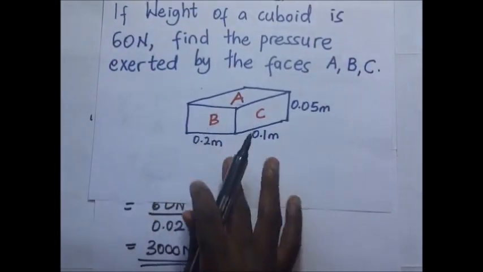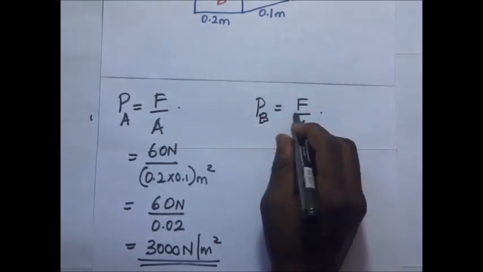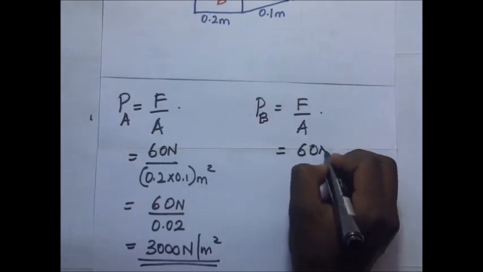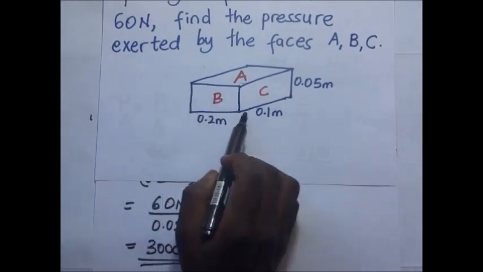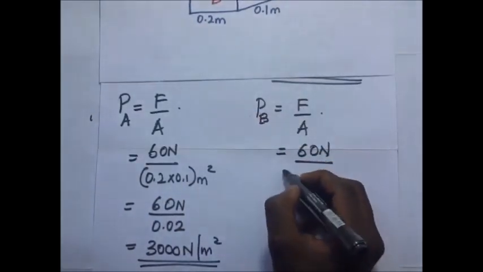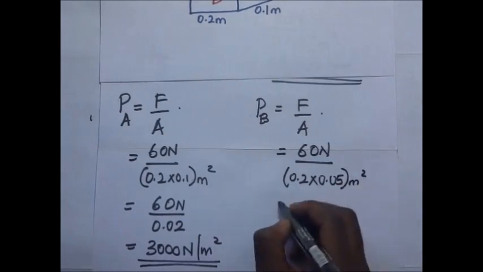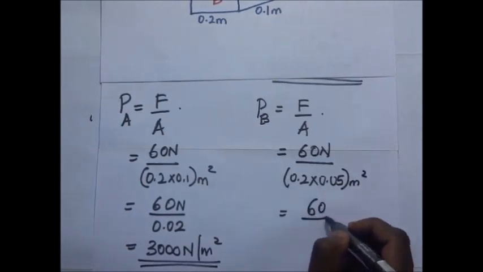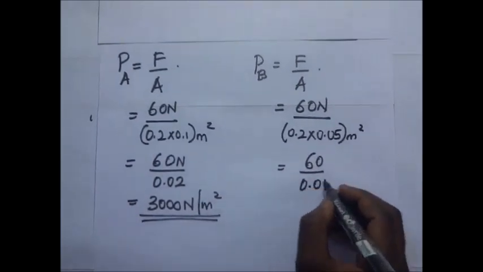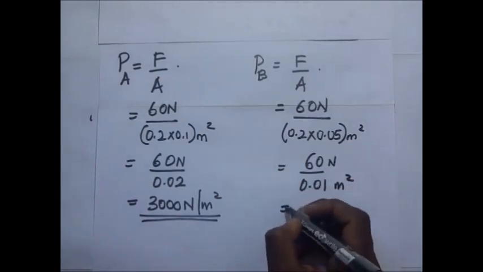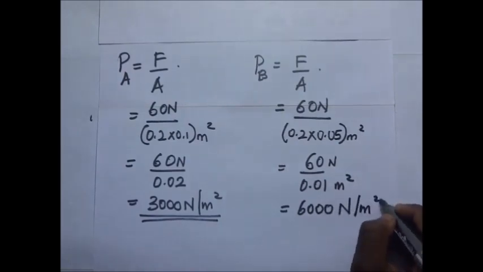Let's go on to pressure of face B. The pressure of face B is going to be equal to force over area, and that is going to be equal to the force, which is still the same, which is 60 newtons, which is the weight. Divide that by the area. Now the dimensions of area of B, the area of this face, is 0.2 times 0.05. So this is going to become 60 divided by 0.2 times 0.05, which gives us 0.01. This is newtons, this is meters squared, and we end up with our answer being 6000 newtons per meter squared.